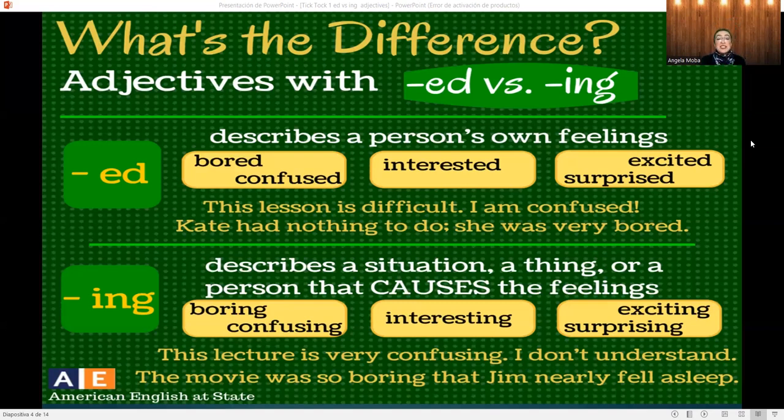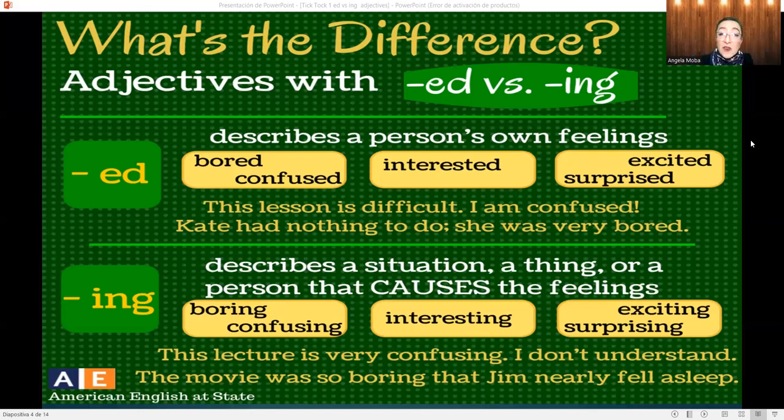The adjectives that end with -ing describe a situation, a thing, or a person that is causing those feelings. For example, boring, confusing, interesting, exciting, surprising. Here you have some examples. This lecture is very confusing. I don't understand, but I'm not talking about my feelings. I'm talking about something external. The lecture is very confusing. I'm not saying I am very confusing. No, I'm talking about the lecture that is causing me a feeling.